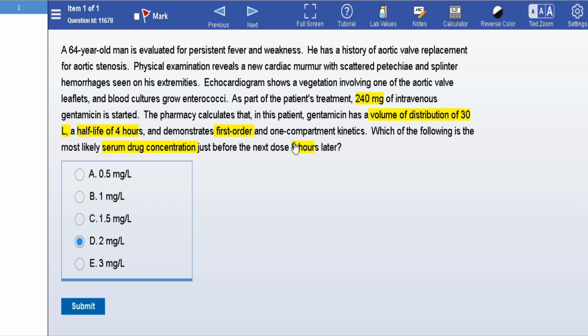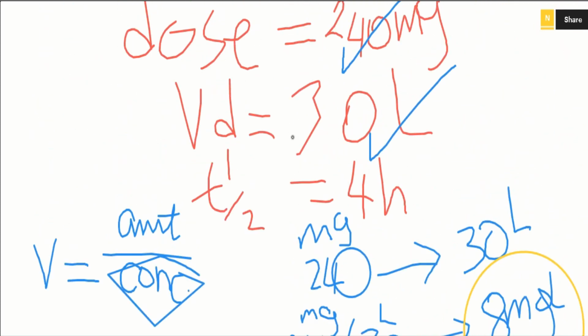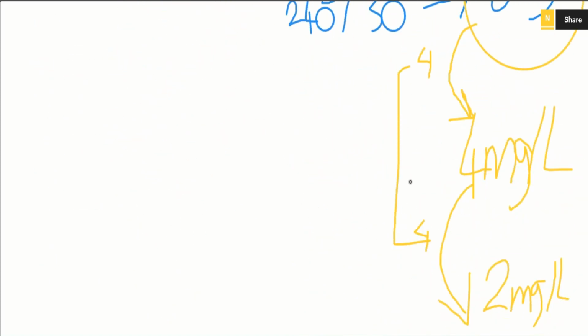So for those 8 hours later, the clue here is to recognize that 8 hours is 2 half-lives. And the other key to answering this question is to know that amount over volume gives the initial concentration. About a quarter of people got it right, because you just need to jot down your givens, and recognize that concentration is amount over volume and that 8 hours is 2 half-lives.